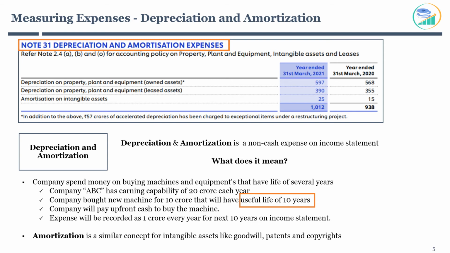You might wonder, this means company ABC had a major expense of 10 crore and it's not truly reflecting in the income statement. This is addressed in the cash flow statement, which is prepared based on cash entering and leaving the company.